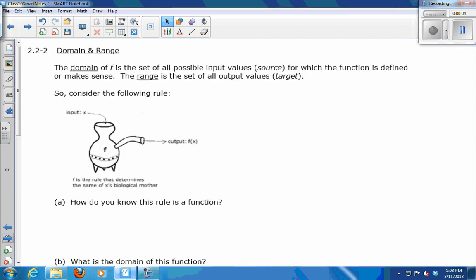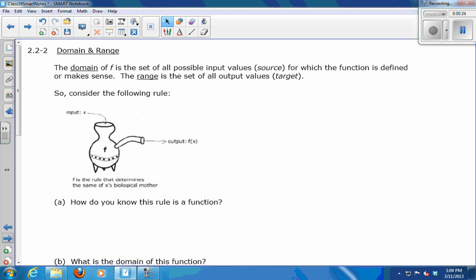So last class we talked about what a function is, and we learned its definition, right? It was that for each input there's exactly one output. It's just a rule where each input has exactly one output. And we learned some notation associated with it. And so today we're going to learn some more vocabulary associated with functions.